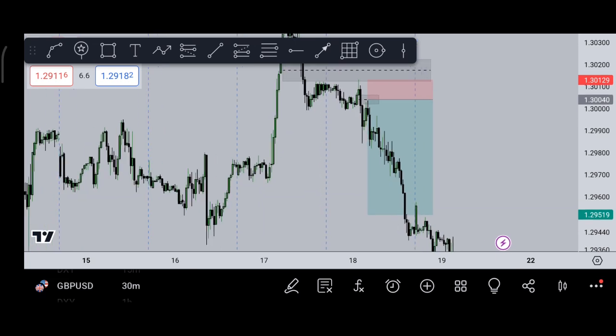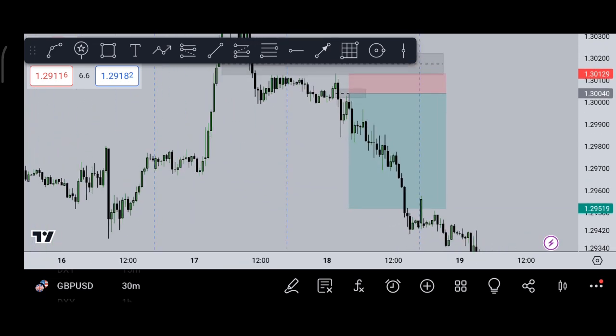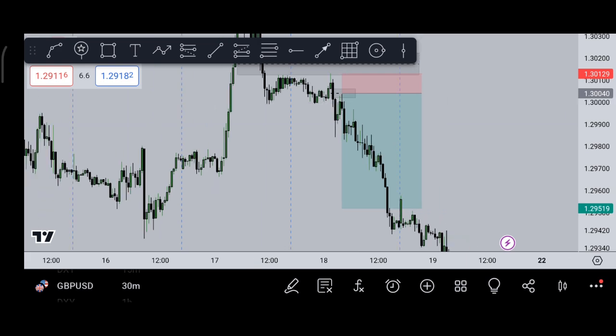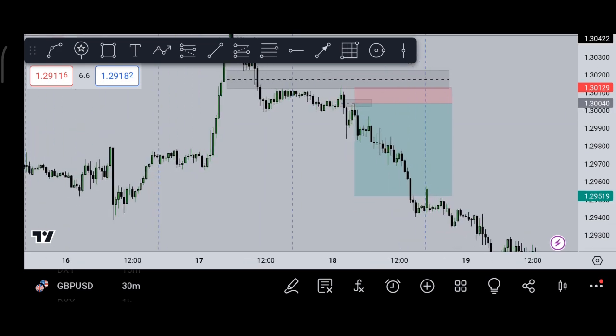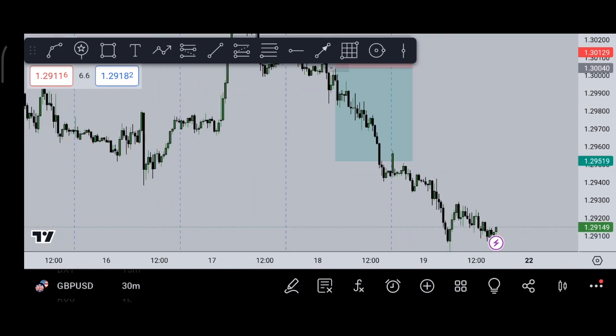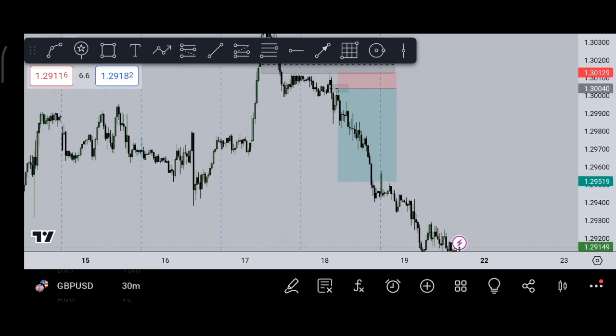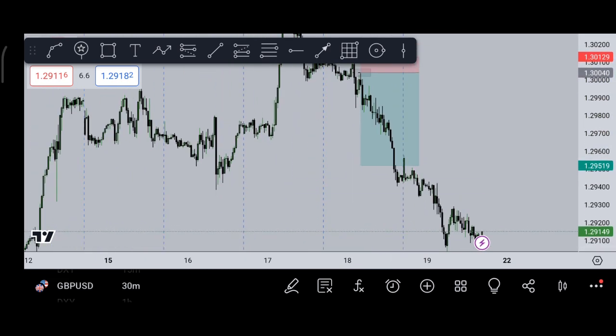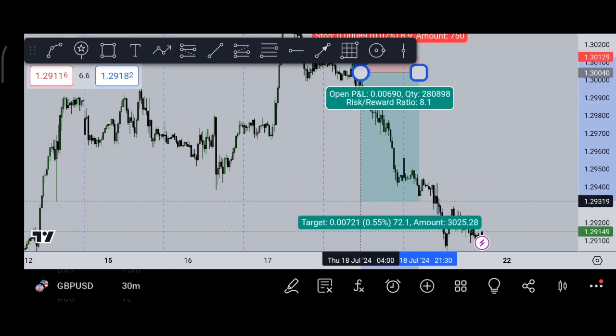Price dropped. I could have taken a re-entry around this place, but I just didn't want to chase price. It just left me. I wanted to take it from that main top, but it's okay. Price really dropped down. This was our first TP because of these equal lows. Then we're looking to extend if price comes below around this area because there's a fair value gap here.